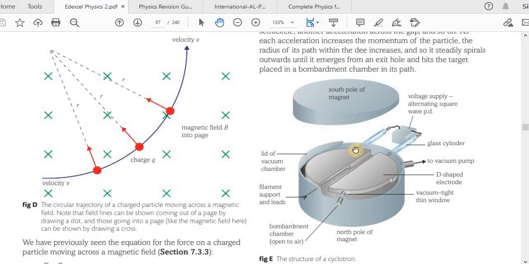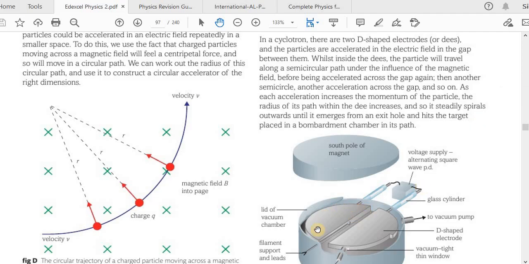So that will go like this, and here it will gain speed. Now it will go in a large circle like that. Anyway, whatever way, it's going in a circle. Whilst inside the Ds, the particle will travel along a circular path under the influence of a magnetic field before being accelerated across the gap again, then another semicircle, another acceleration across the gap, and so on. As each acceleration increases the momentum of the particle, the radius of its path within the Ds increases.